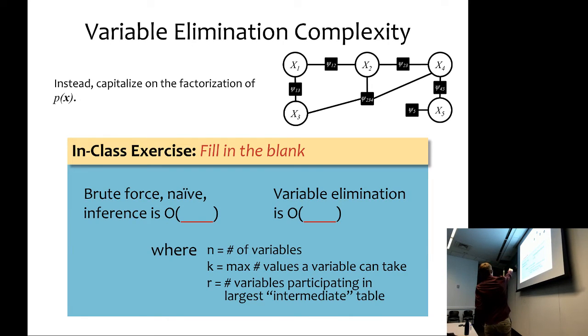This is a nice little exercise. What we're doing is filling in the blank. The first blank is for brute force naive inference, where you create that giant table of all of the possible assignments to all of your variables, and it has some computational complexity. Variable elimination has some computational complexity. So why don't you take a minute to pair off and see if you can come up with one or both of these, and then report back. Take a second.